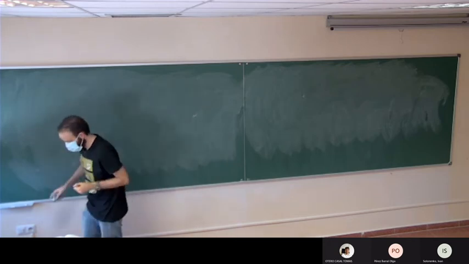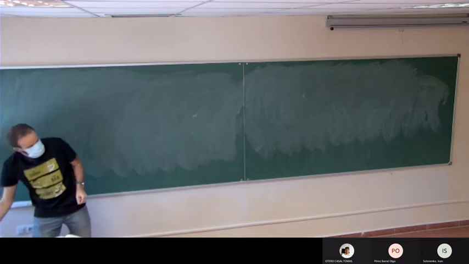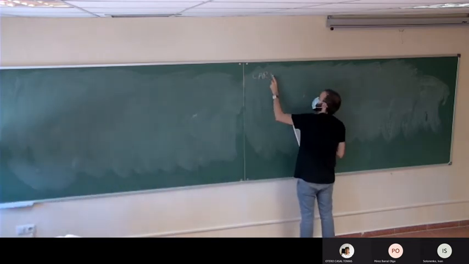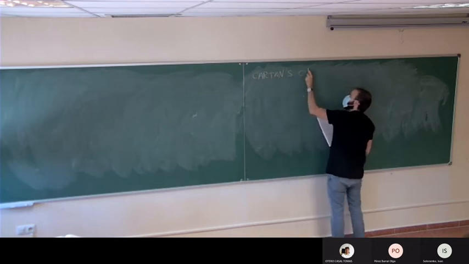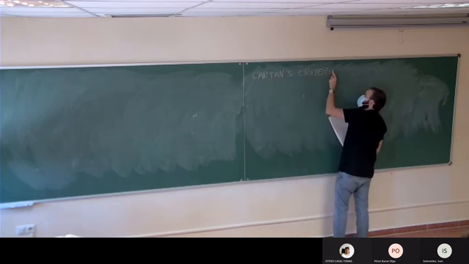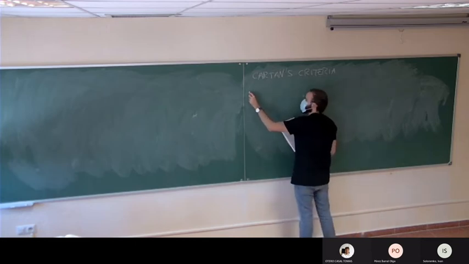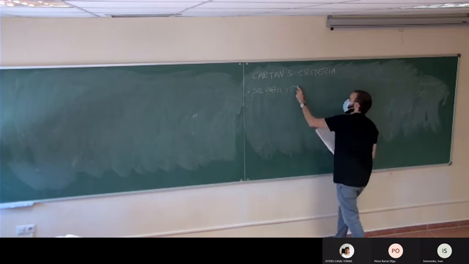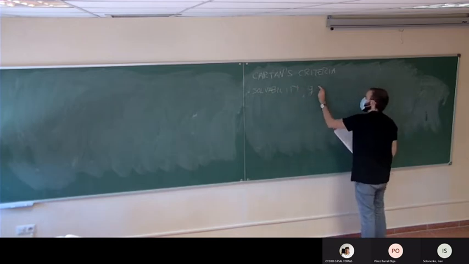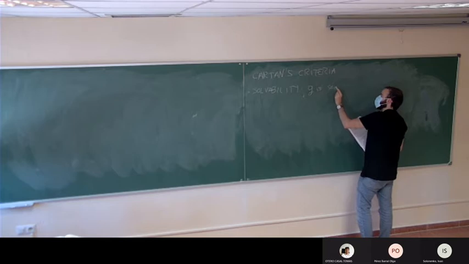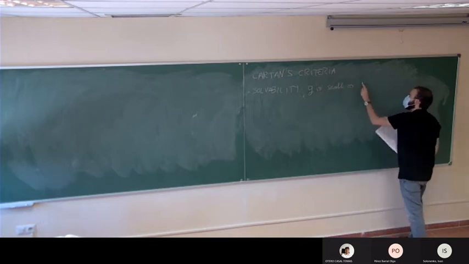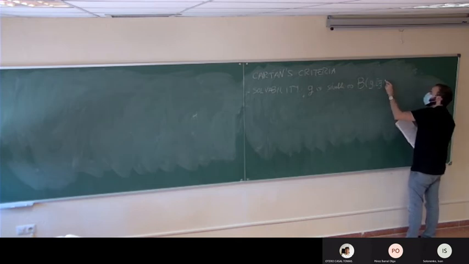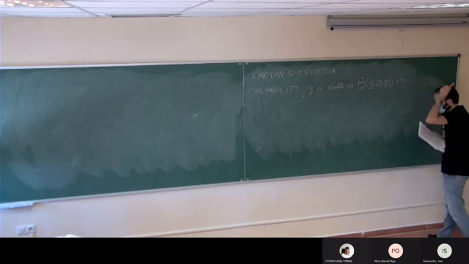So we were at Cartan's criteria. As I said before, I'll just put the criteria up again. The criterion for solvability says that G is solvable if and only if G and its first commutator are orthogonal with respect to the Killing form. Okay?